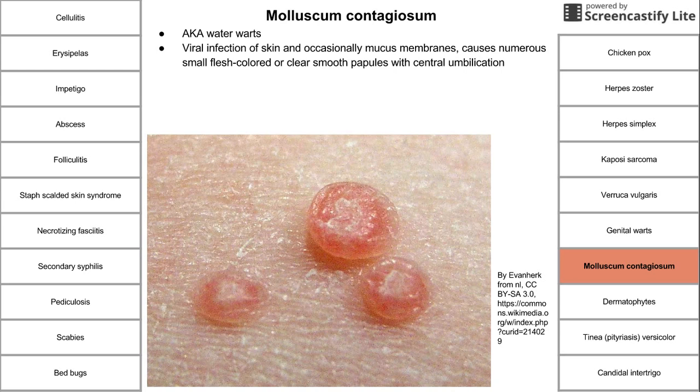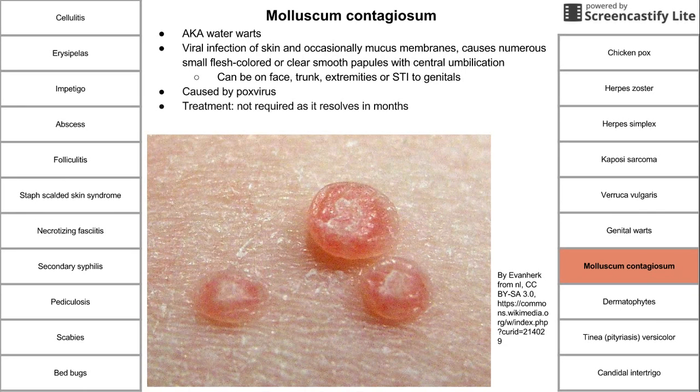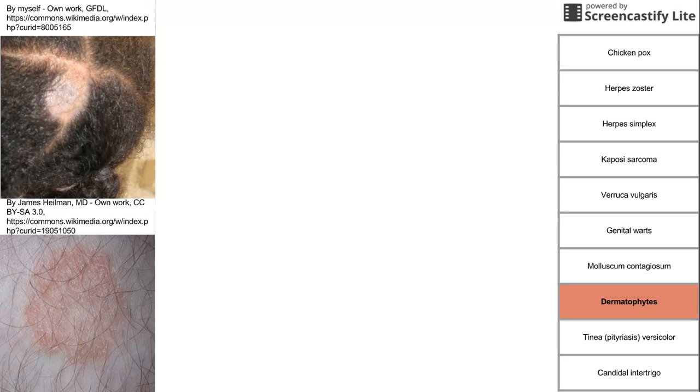Molluscum contagiosum is a viral infection of the skin and occasionally mucous membranes. These cause numerous small, flesh-colored, clear or smooth papules with central umbilication. These can be on the face, the trunk, the extremities, or it can be a sexually transmitted infection and appear on the genitals. It's caused by pox virus, a very large virus. Treatment is not required because they usually go away on their own. To reduce the spreading of these, you can consider cryotherapy to get them off.